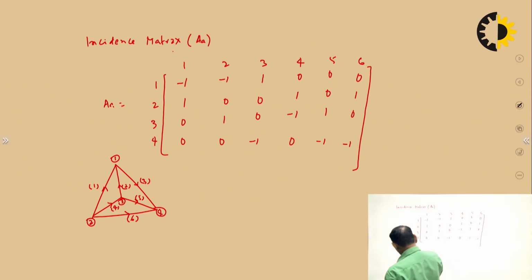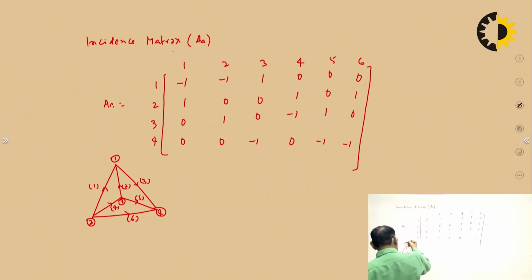It is in between 1 to 2, and the orientation is away from node 2, so it is plus 1, and incident at node 1, so it is minus 1, and the rest, 3 and 4, are 0. We can check that the summation of the columns should be 0. Okay, look at branch number 2.